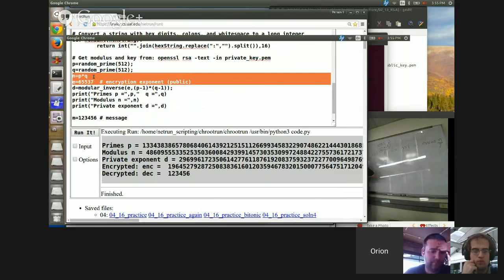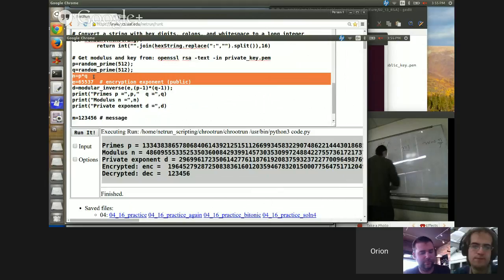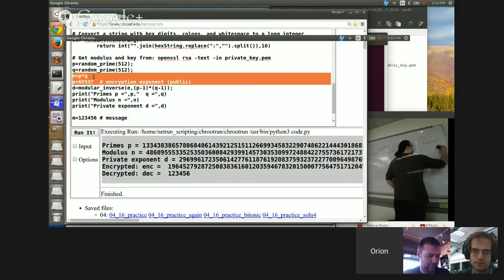So, two important questions, right? One is, why does this work? Somehow we want m to the e times d to be equivalent to 1. Now, we saw if it's equal to a prime... So what I want is m to the e times d. It's not going to be mod a prime anymore. This is going to be mod p times q.